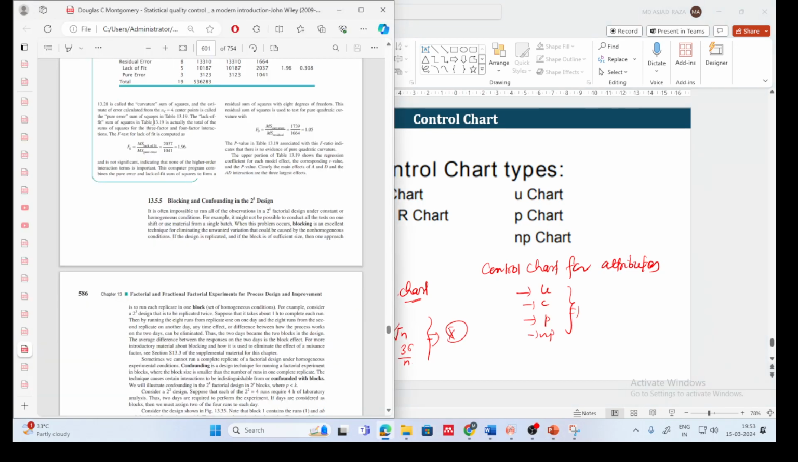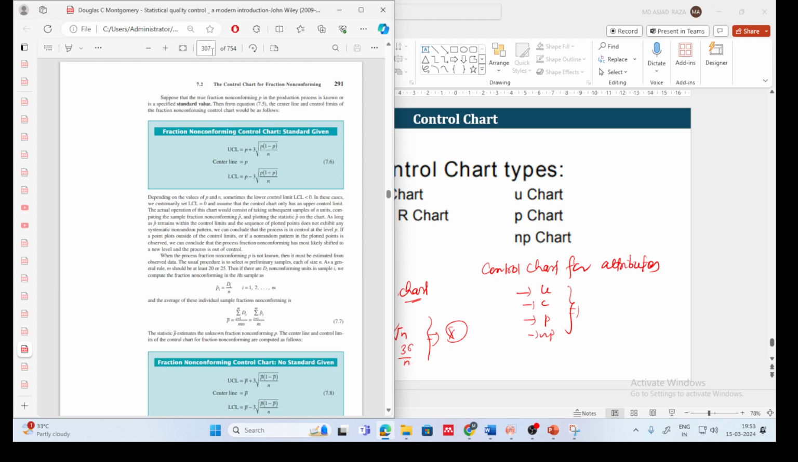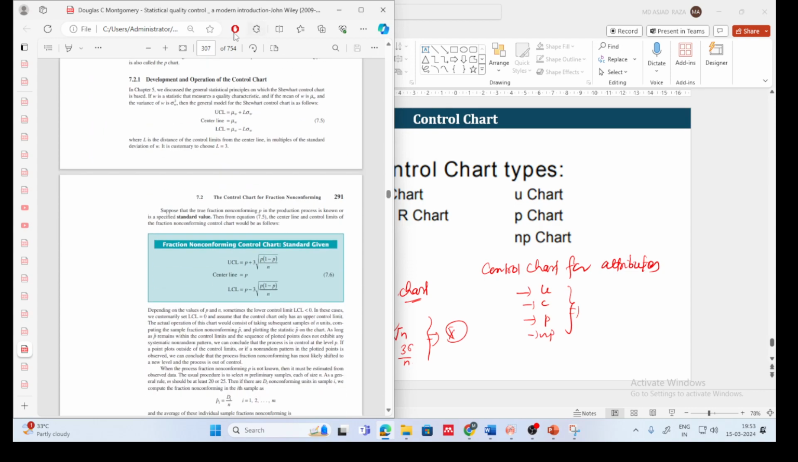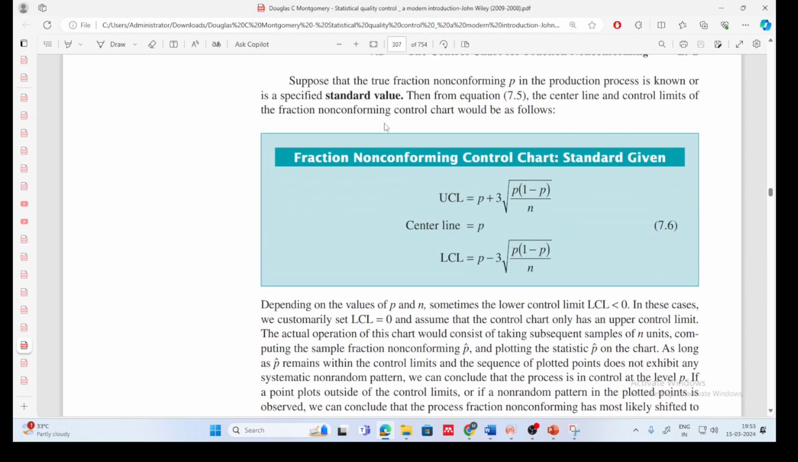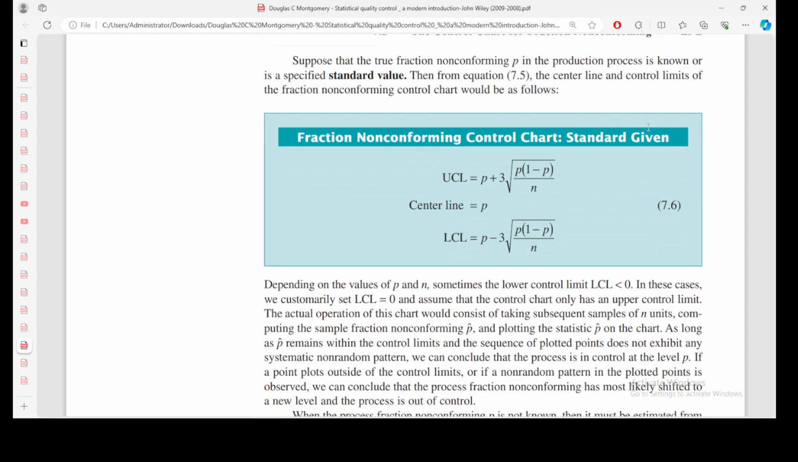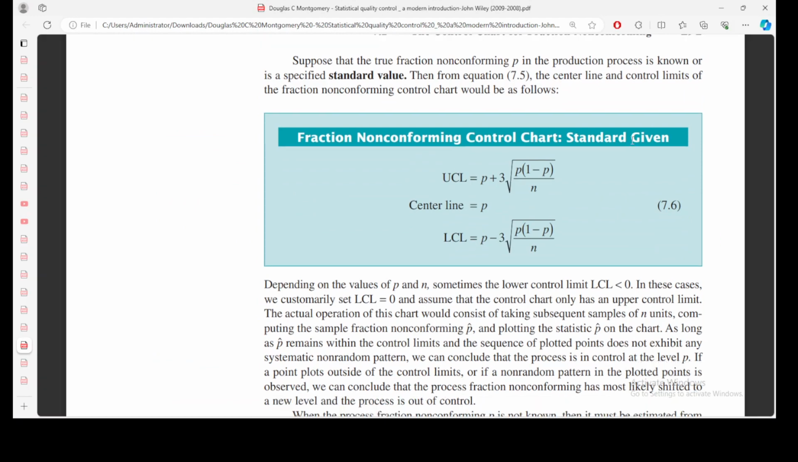Let's say we have a p chart. For that we have the formula for the upper control limit: p plus 3 into the square root of p into 1 minus p by n, and the central line will be p. The lower control limit will be p minus the same term. That p is the central line value.